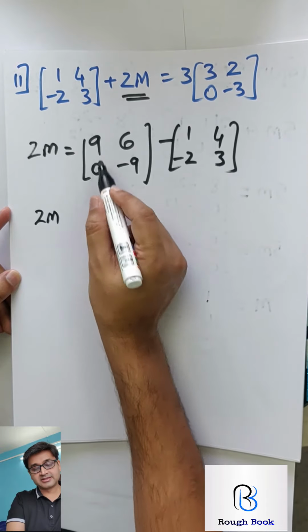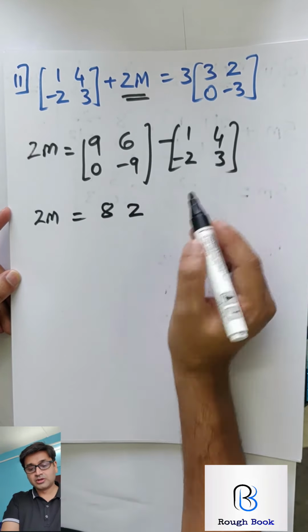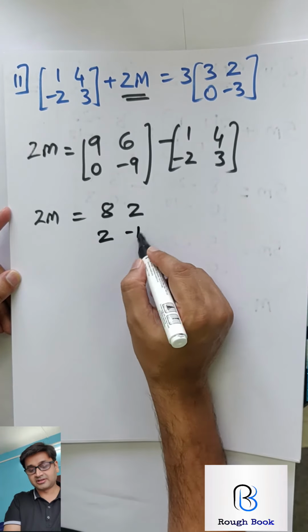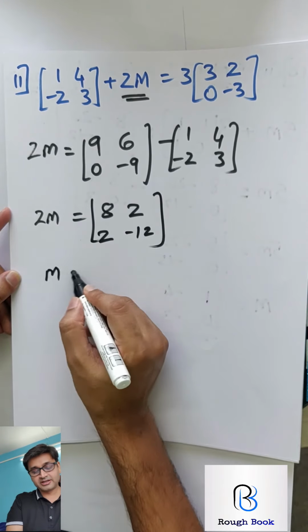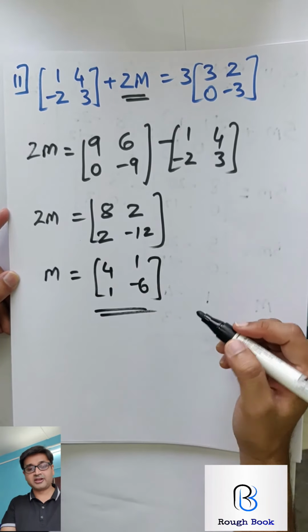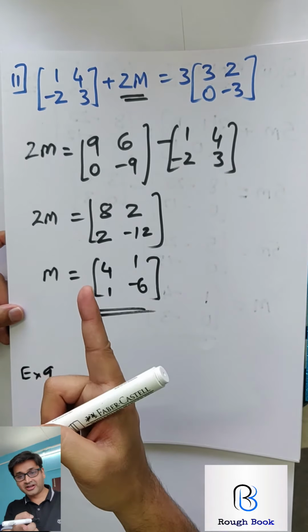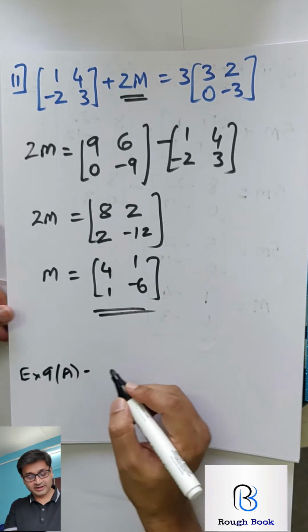So 2m as it is. 9 minus 1 gives me 8. 6 minus 4 is 2. 0. So 2 minus 9 minus 3 minus 12. Dividing each by 2. So 4, 1, 1, minus 6. Did we manage to get the same answer? Brilliant. Homework. We finished in time. I told you. Before time.